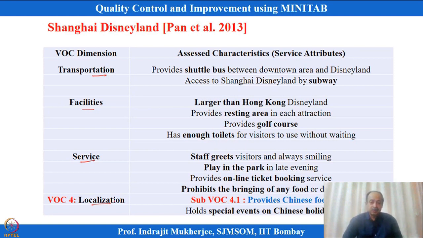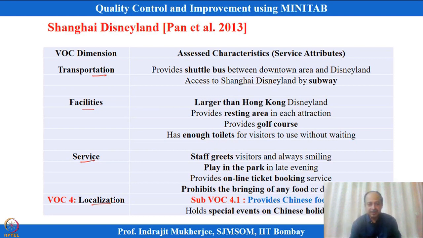They are trying to open a Disneyland in Shanghai. So what are the dimensions of the voice of the customer which I can place in the must-be category, which should be in the one-dimensional category, or which should be in the indifferent category, or the attractive category? We want to stratify them, and based on that we will put emphasis on some aspects and discard some of the aspects.